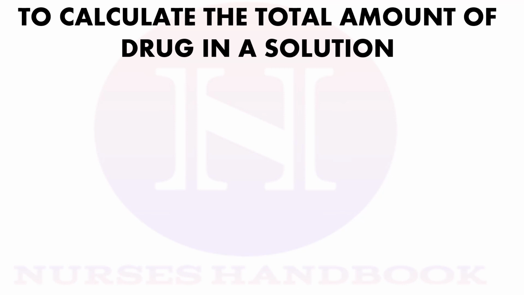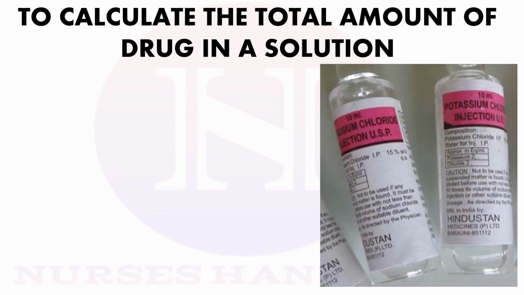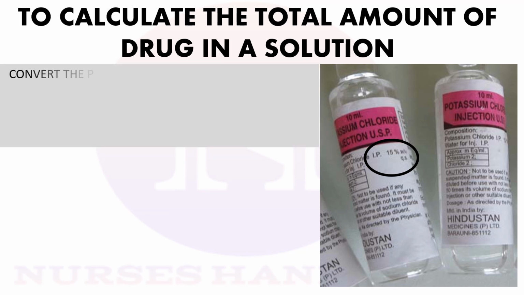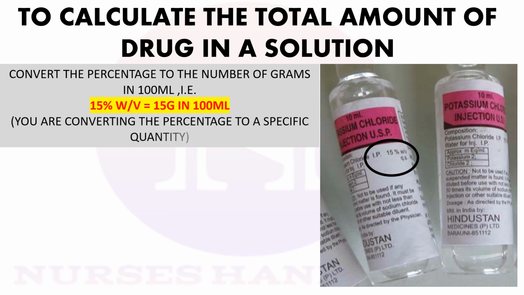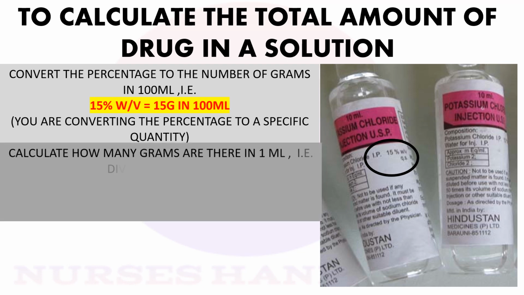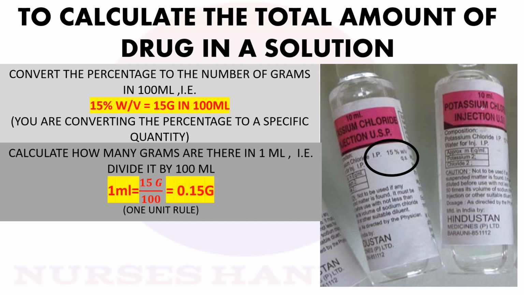Now let us see how to calculate the total amount of drug in a solution. For example, here we have an ampule of injection potassium chloride where the drug concentration is written as 15% W by V. And we have to calculate the amount of potassium chloride in 10 ml of 1 ampule. Firstly, convert the percentage into grams, that is 15% W by V means 15 grams in 100 ml. Now coming to the second step, that is to calculate how much grams are there in 1 ml. Here we divide the 15 gram by 100 and we get the answer as 0.15 gram.